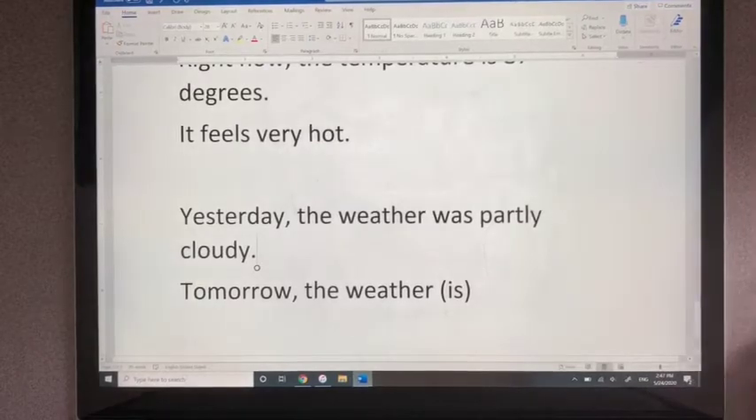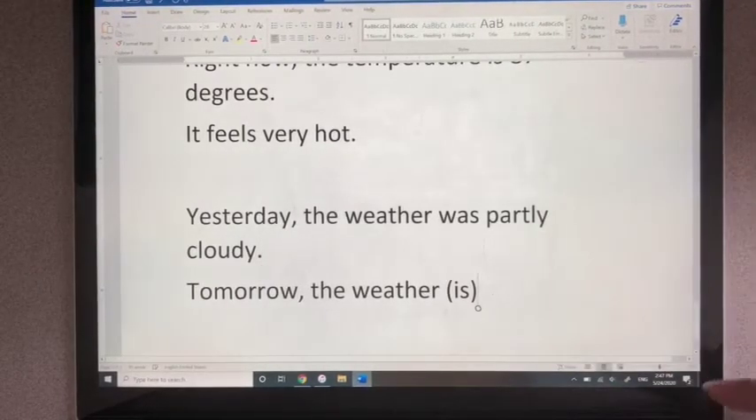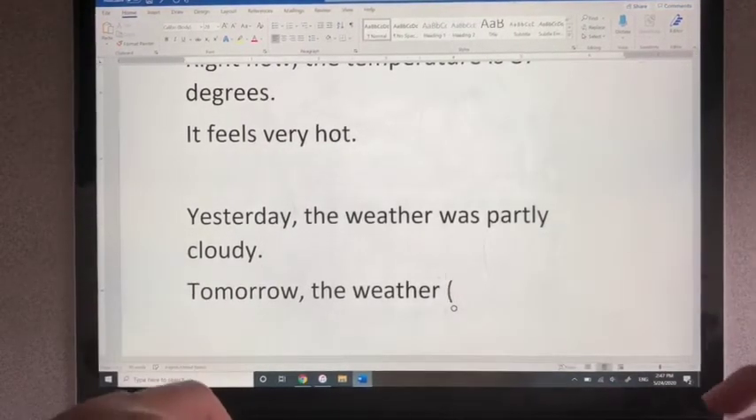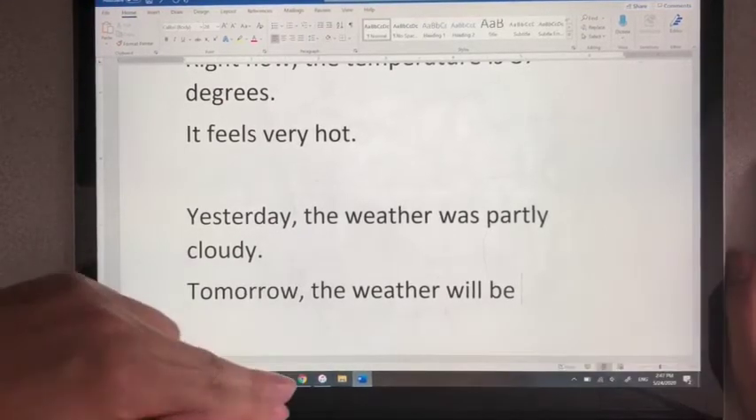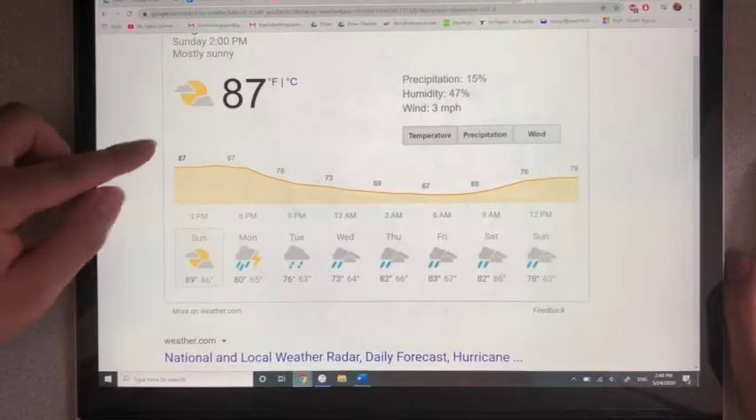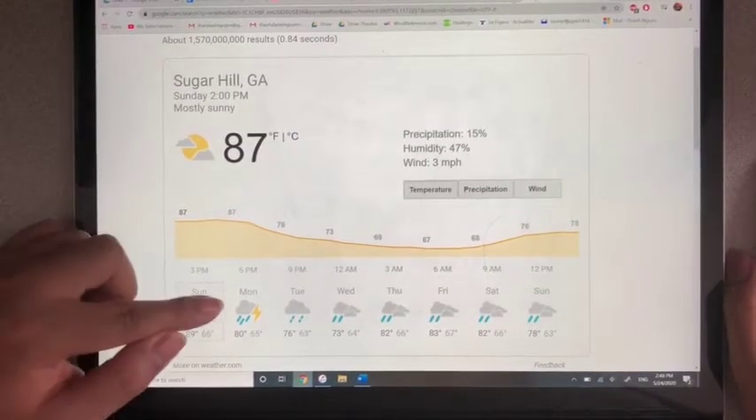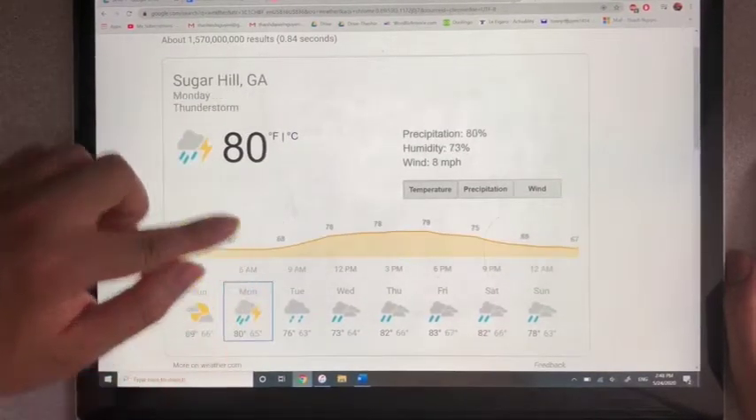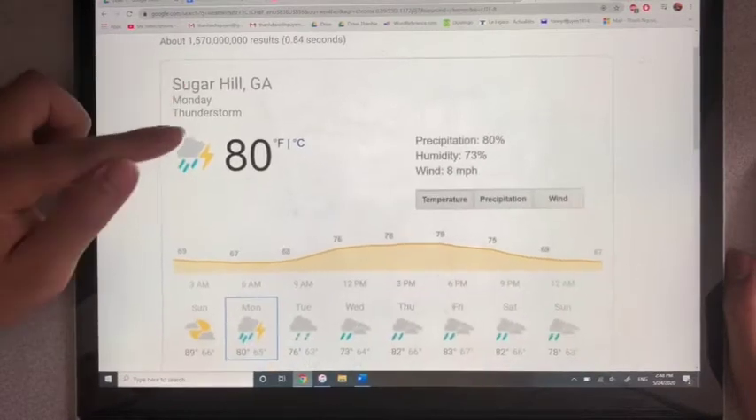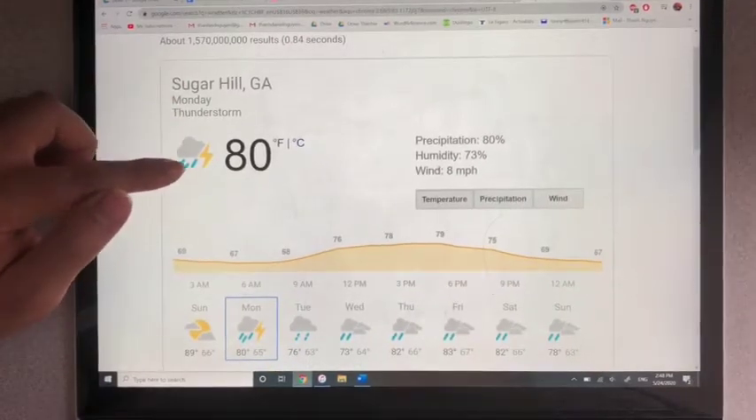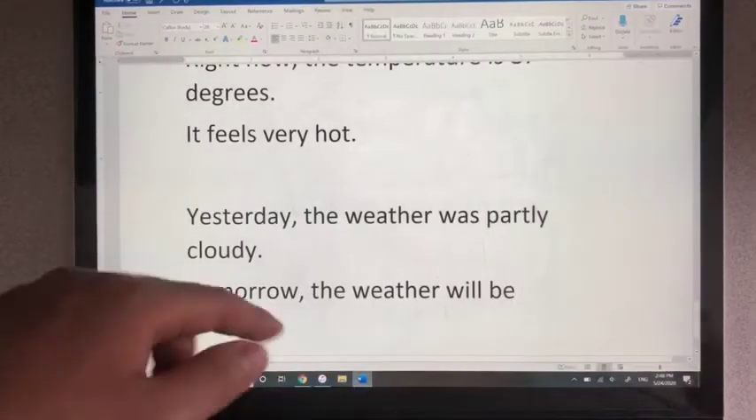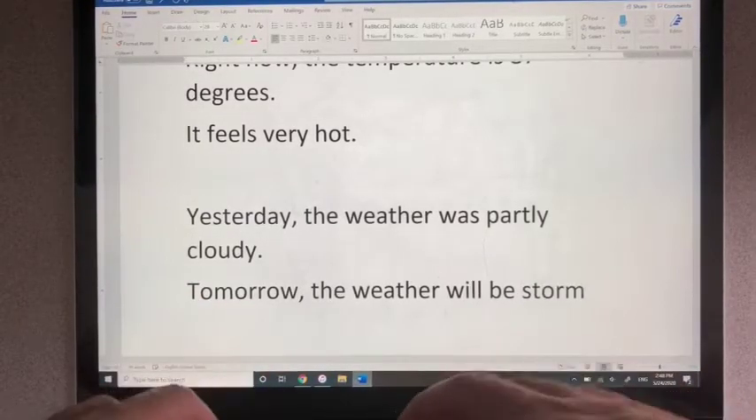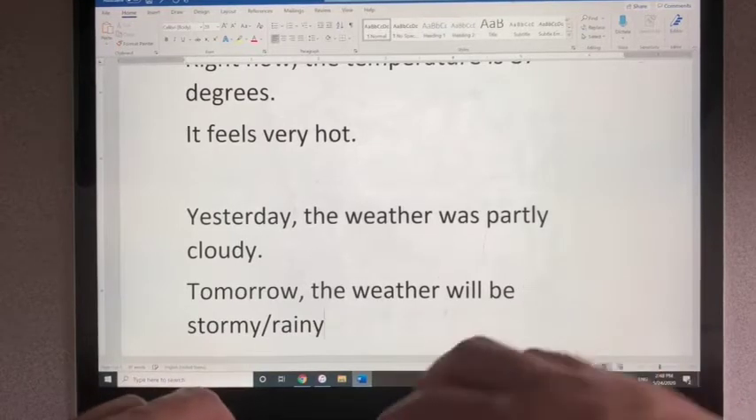Tomorrow. When we talk about tomorrow, we use the future. So we say the weather will be. Tomorrow, the weather will be. Let's see, today is Sunday. Tomorrow is Monday. Monday, the weather is stormy, the weather is rainy, or there's a thunderstorm. So we say, tomorrow the weather will be stormy or rainy.